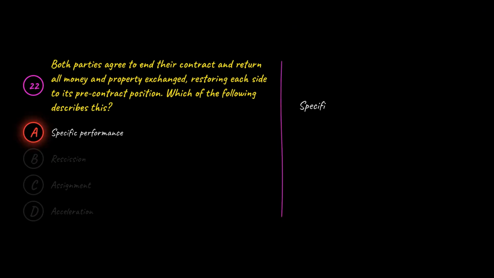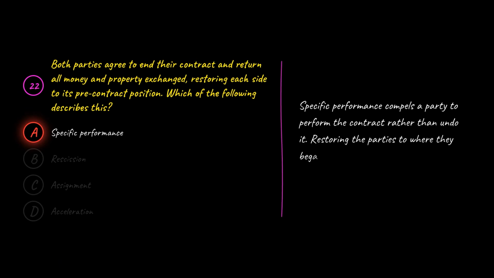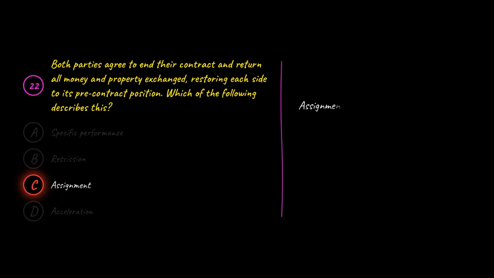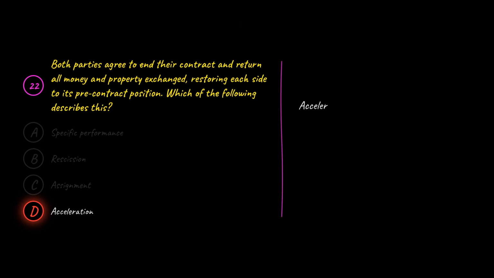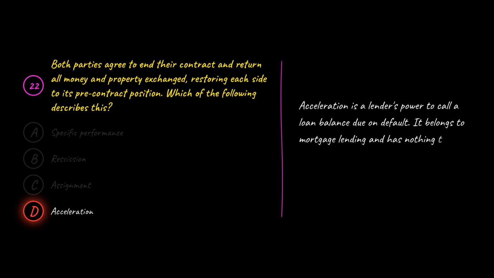A is wrong because specific performance compels a party to perform the contract rather than undo it. Restoring the parties to where they began is the opposite of forcing the deal to completion. C is wrong because assignment transfers contract rights to a third party. It moves rights to someone new, not a mutual unwinding that returns both original parties to their starting positions. D is wrong because acceleration is a lender's power to call a loan balance due on default. It belongs to mortgage lending and has nothing to do with mutually cancelling a contract and restoring positions.